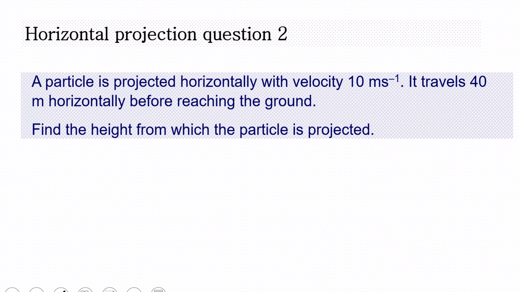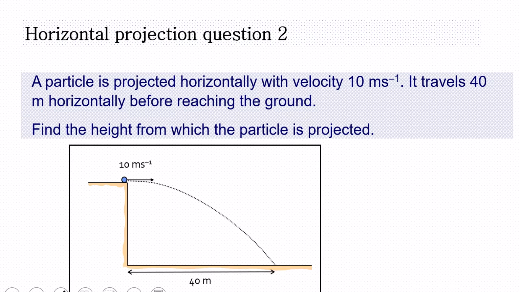Let's go to question 2. Question 2 says a particle is projected horizontally with a velocity of 10 meters per second, and travels 40 meters horizontally before reaching the ground. Find the height from which the particle is projected. So in this case, they want us to find this distance here.